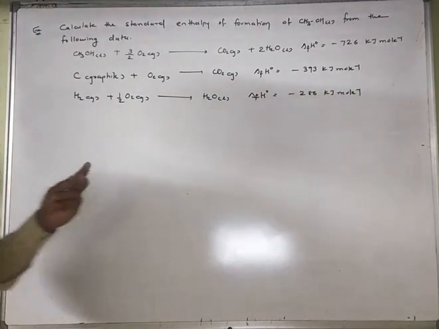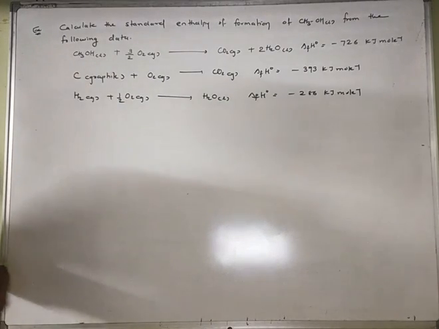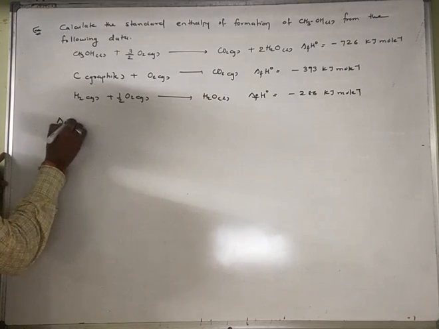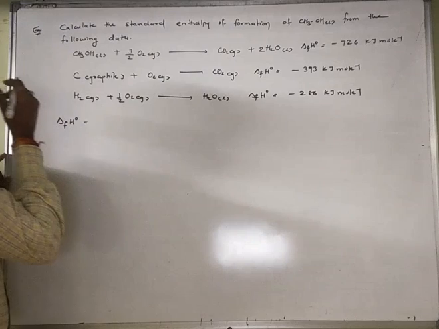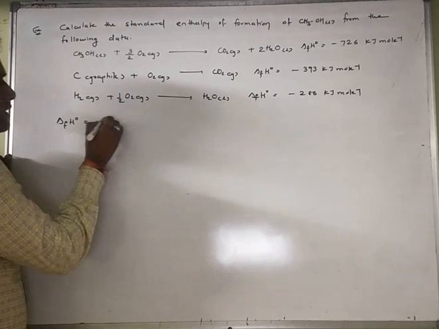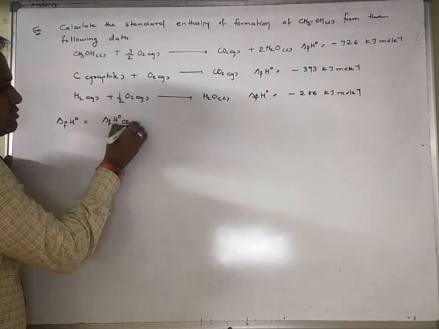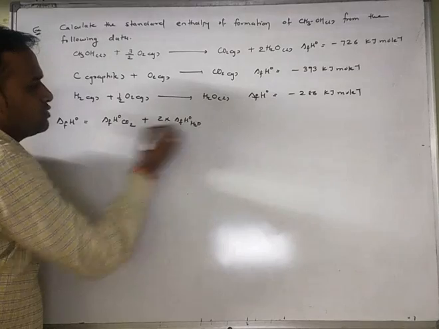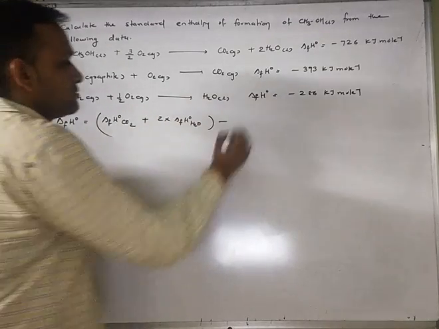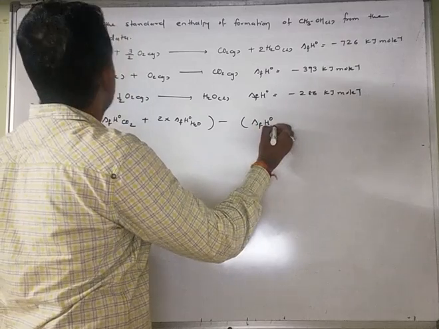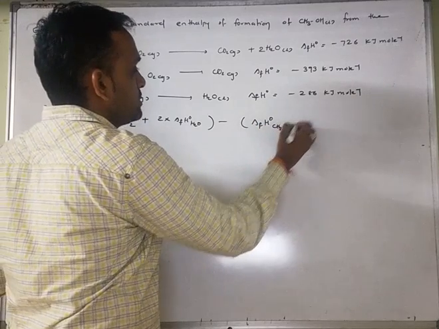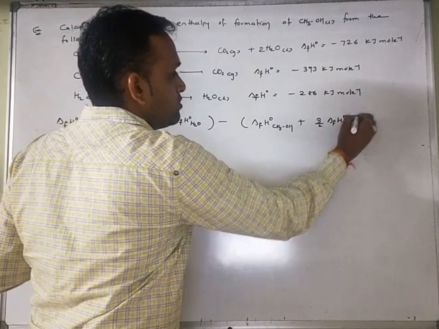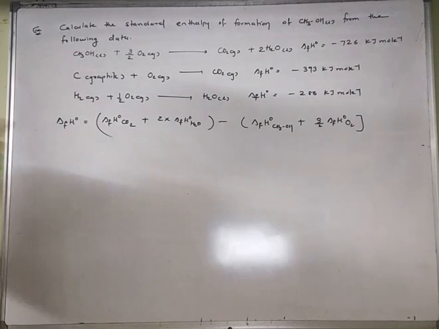Now you have to find out what? CH3OH की फॉर्मेशन एंथैल्पी मुझे फाइंड आउट करनी है. तो कैसे? तो delta FH0, that is equal to, इसमें से मैं लिख सकता हूं कि delta FH0 CO2 plus 2 into delta FH0 H2O minus delta FH0 CH3OH plus 3/2 delta FH0 O2. इसका तो जीरो आएगा.